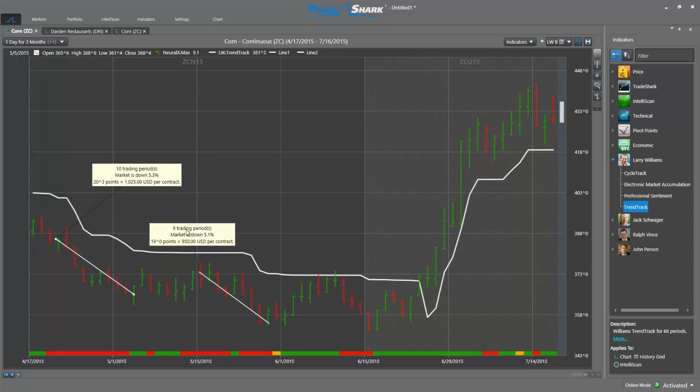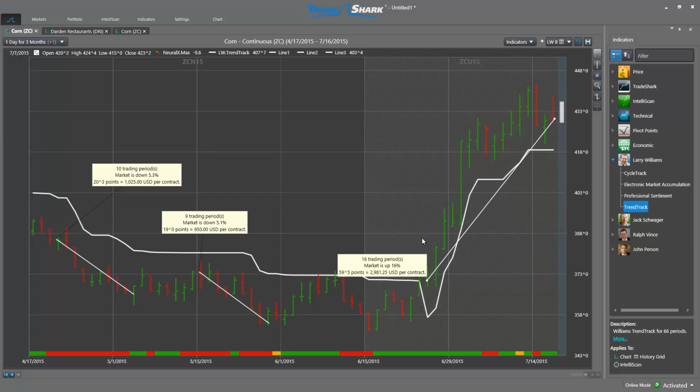But look closely at this candle here. Traders utilizing TrendTrack received a clear signal that prices have closed above this clearly defined trend level. Now traders would look to exit their shorts and go long the market after receiving clear long and short term trend signals from TradeShark and TrendTrack. This move has since resulted in a 16% rally, or almost $3,000 per contract.